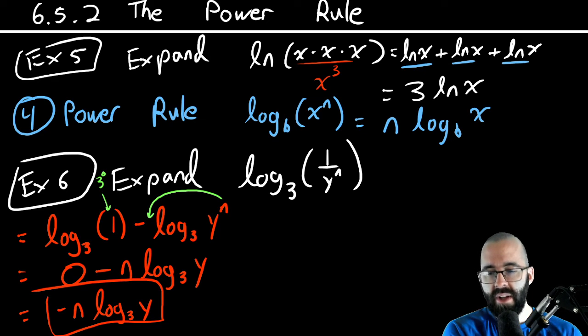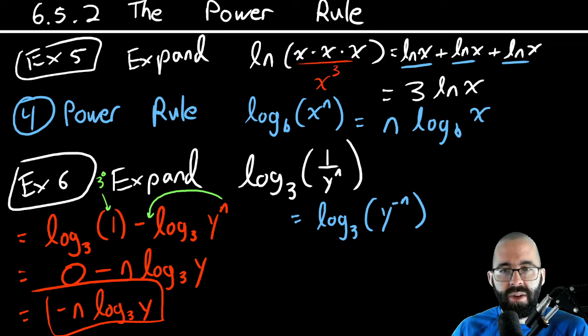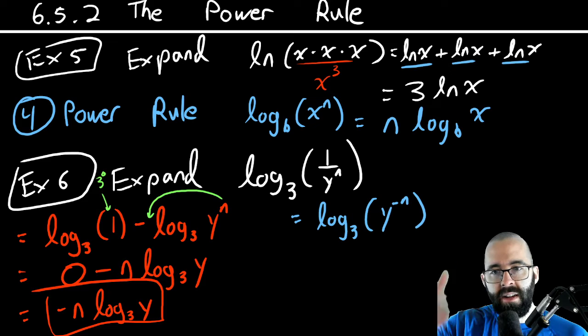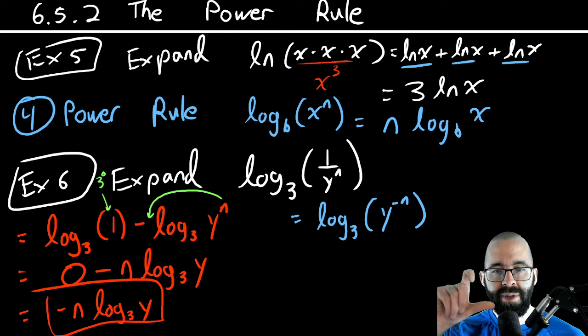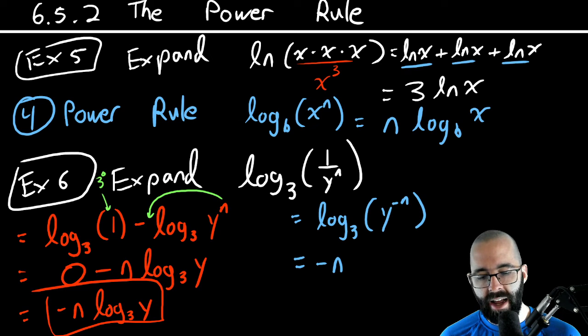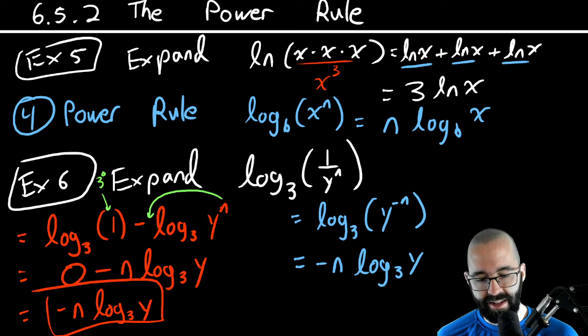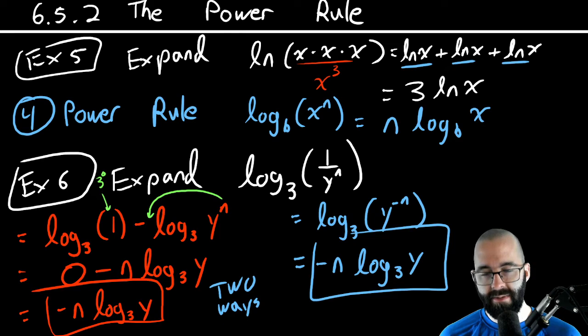But you could have also done it another way. You could have also said, well, this is log base 3 of y to the negative n power, right? A negative exponent just means reciprocal. So 1 divided by y to the n is just the same thing as y to the negative n. That negative exponent just flips it upside down. And then you could use the power rule directly. The exponent is negative n. We get negative n log base 3 of y like this. So there's 2 ways of looking at something like this.